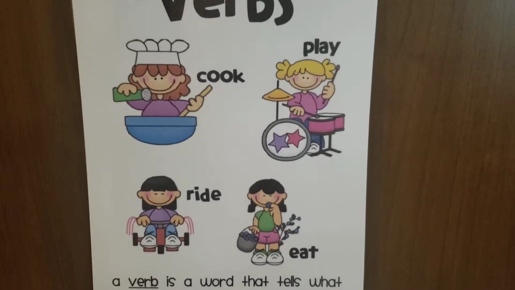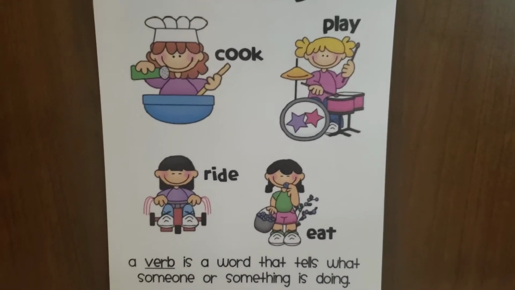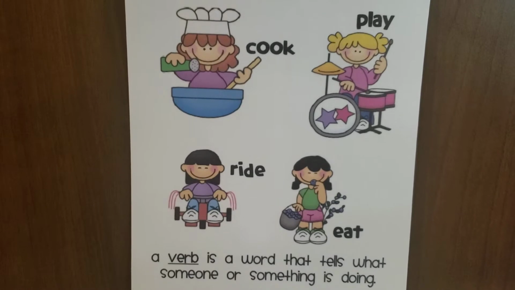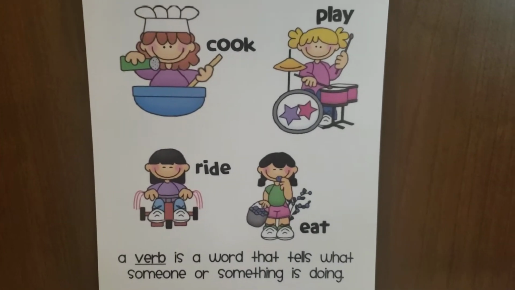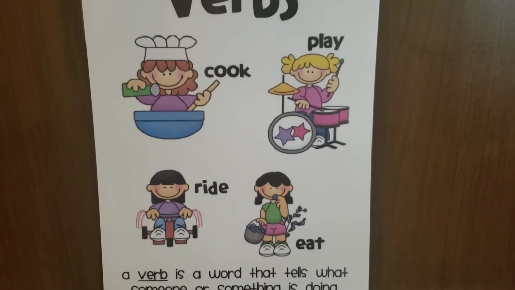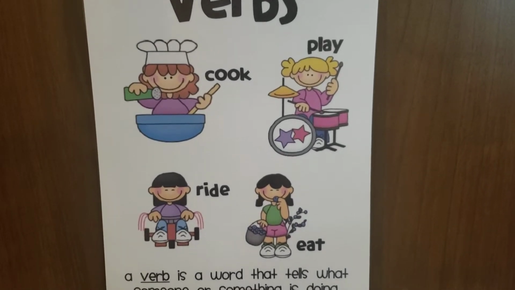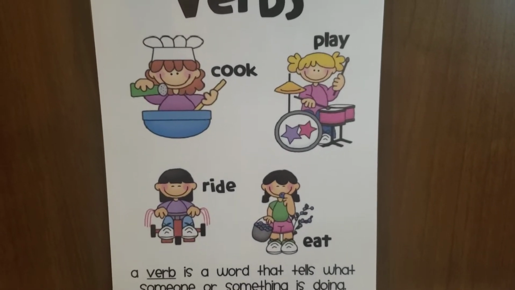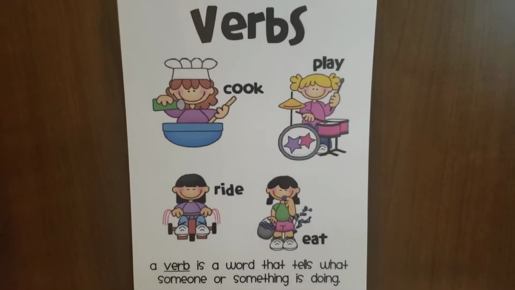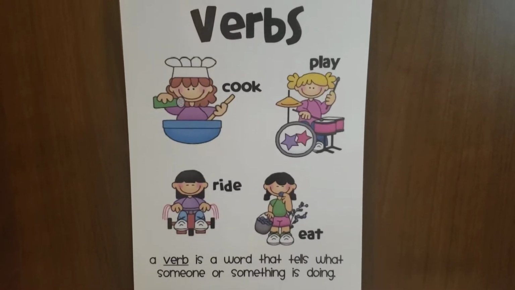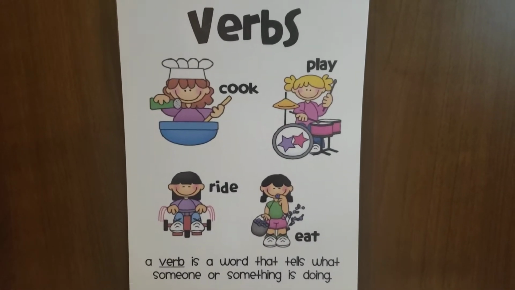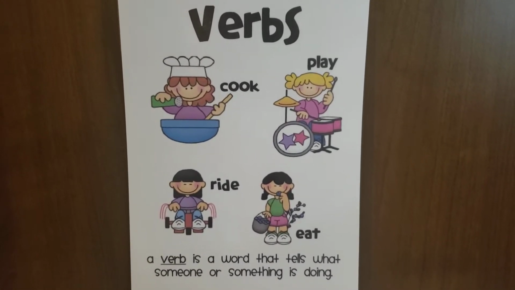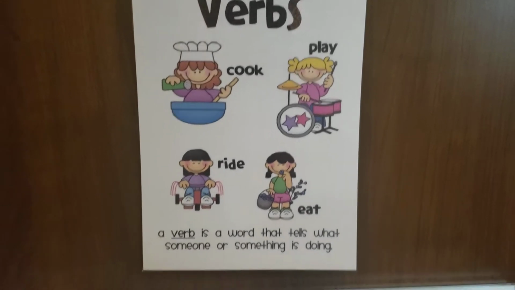Play the drums. Ride, that looks like a big wheel. Ride your big wheel. And eat. All of those words, cook, play, ride, and eat, show action. Remember, verbs tell us what someone or something is doing. It's the action that they're doing in the sentence.